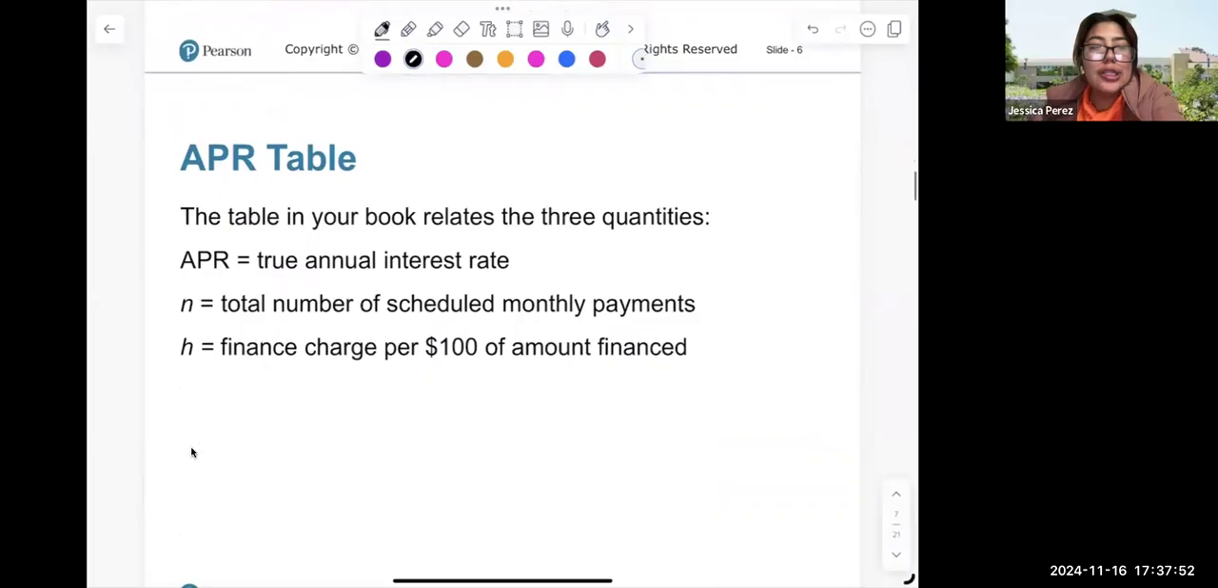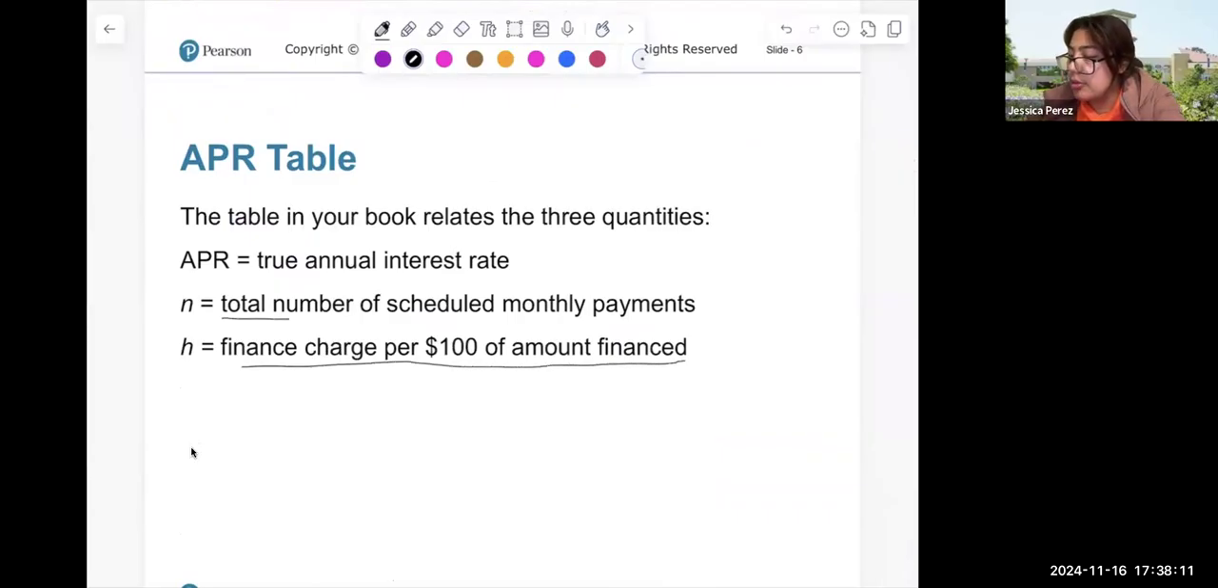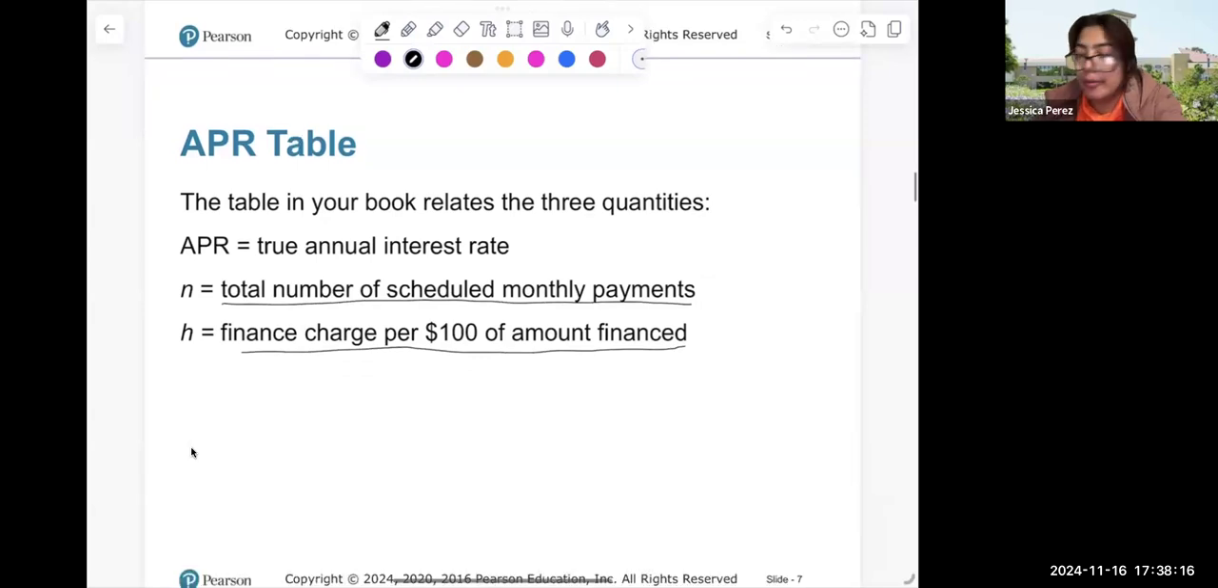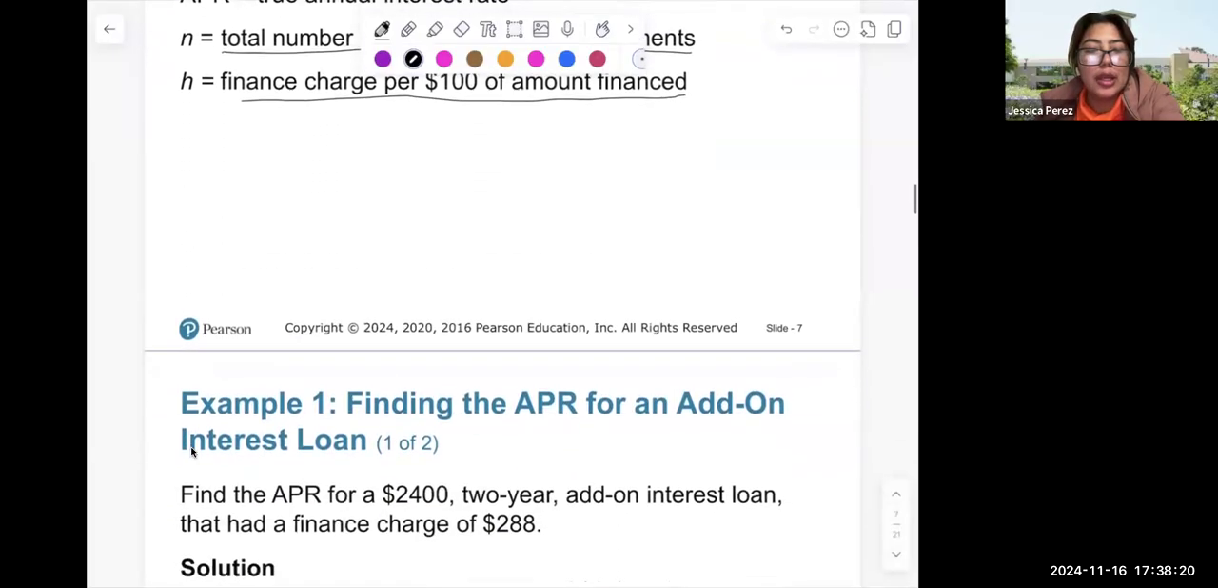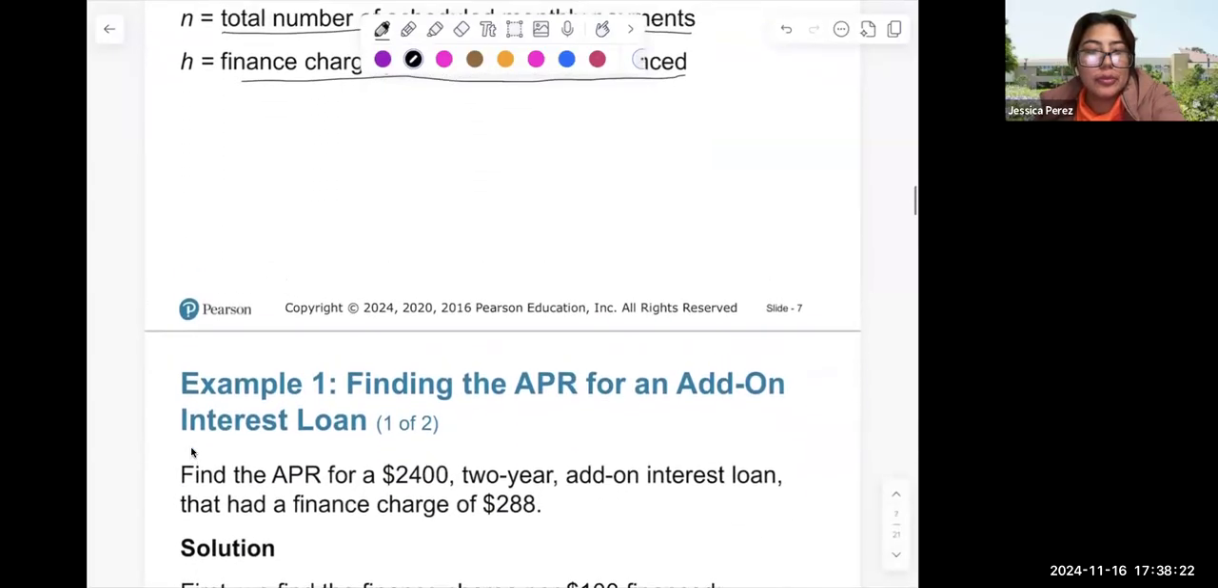Now there's this APR table. The table in the book relates three quantities: APR, the true annual interest rate; N, the total number of scheduled monthly payments; and H, the finance charge per $100 amount financed.